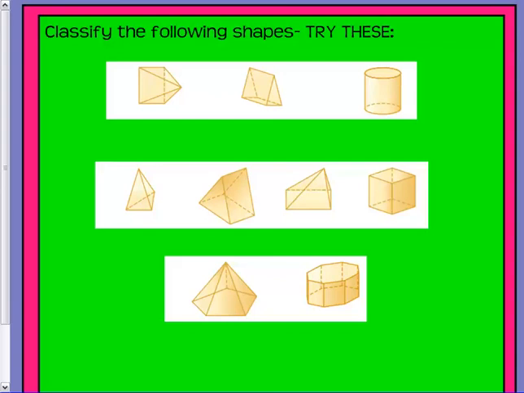All right, so take a second, pause the video, and try these. I'll be back in just a second to show you the answer. Remember, look for the bases first. Sometimes these shapes don't sit on their bases, okay? Go ahead and pause. I'll be back in just a second.